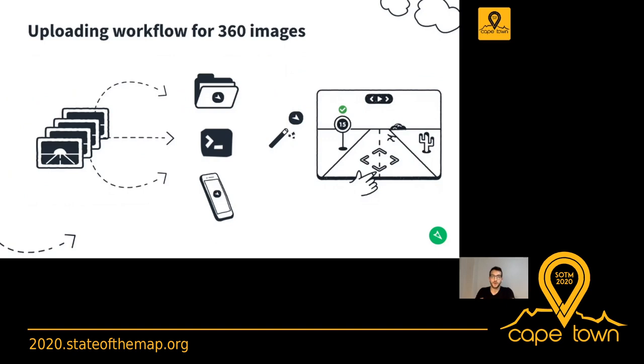So let's talk about the uploading workflow for 360 images. Uploading 360 images can sometimes be challenging based on which camera you are using. After capturing 360 images, these images need to be stitched before uploading. Garmin VIRB and GoPro Max do stitching on the device, so there is no need to stitch before uploading. However, GoPro Fusion and some other 360 cameras might not have the capability of stitching on the device, so these images need to be stitched before uploading.